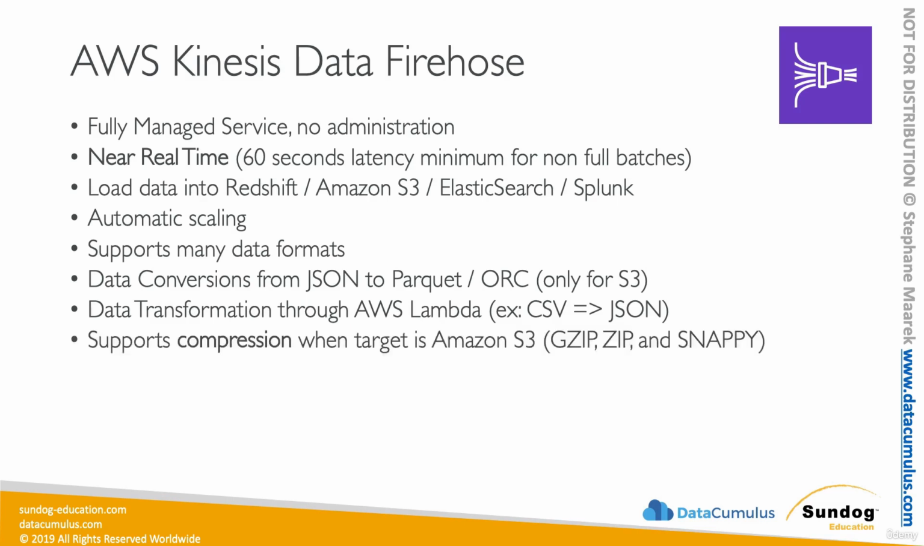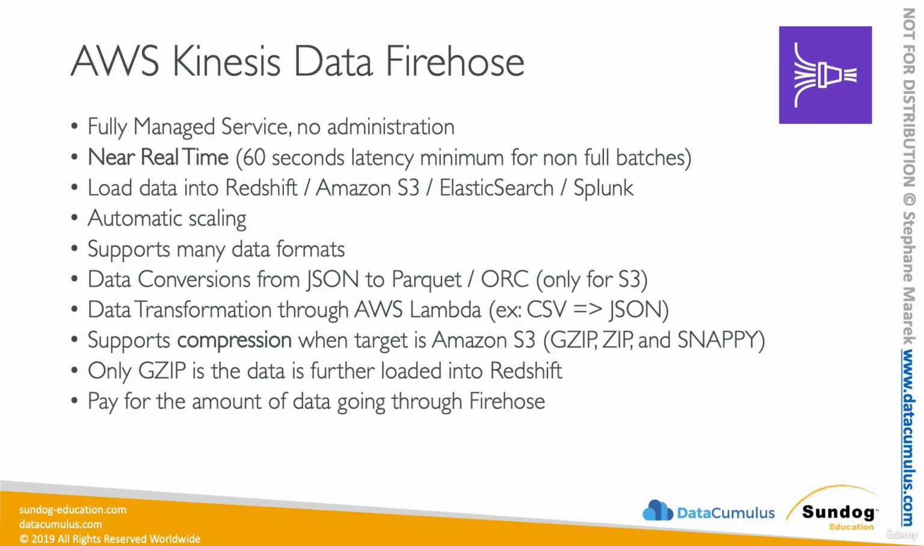It also supports compression when the target is Amazon S3, so you're able to compress the data being sent into gzip, zip, or snappy directly into S3. And if you load it into Redshift further down the road, then gzip is going to be the only supported compression mechanism. Finally, you're going to pay only for the amount of data that goes through Firehose. And so the really cool thing is that you don't need to provision Firehose in advance and you don't get billed for provisioned capacity, you just get billed for used capacity.